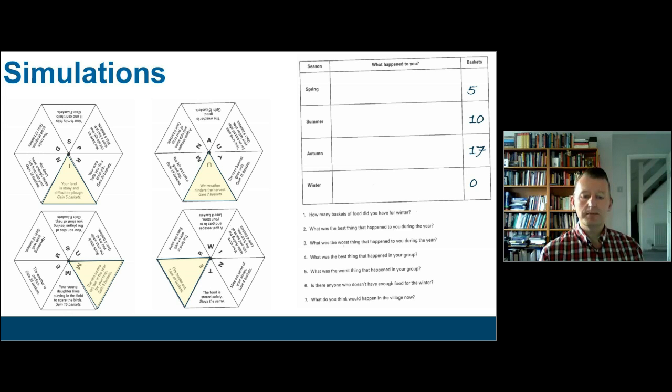In this example, at the end in the winter, a fire broke out and the farmer lost all of their baskets of corn. So they keep a tally on the scorecard as they go through. You can see through the year they're building up baskets of corn, and then this one disaster befalls them and they don't have any food. And then towards the end, we build up towards questions: is there anyone that doesn't have enough food in the winter, and what do you think would happen in the village now?